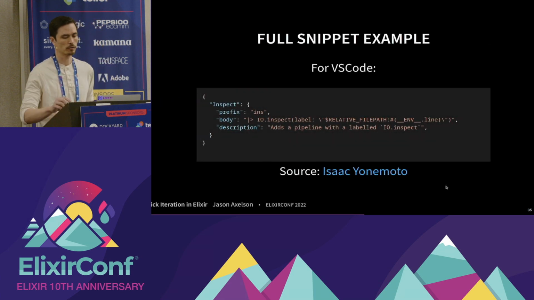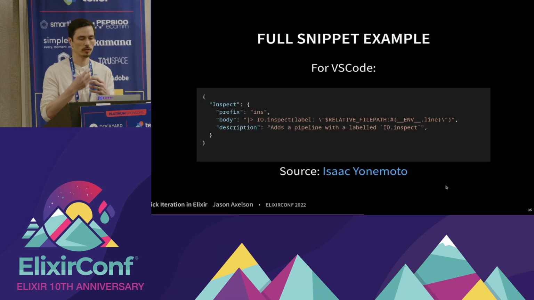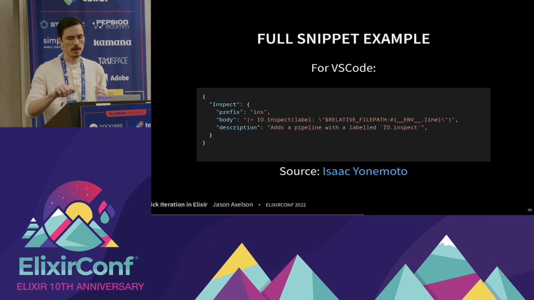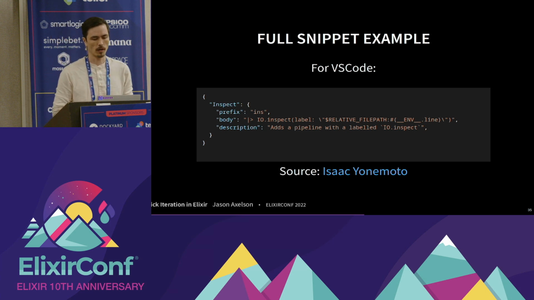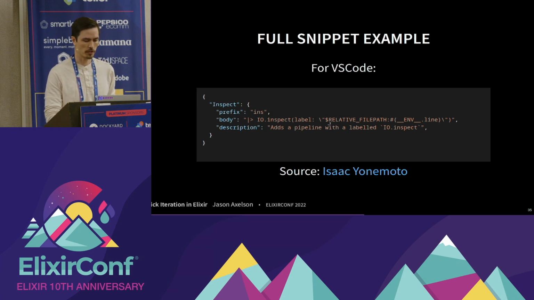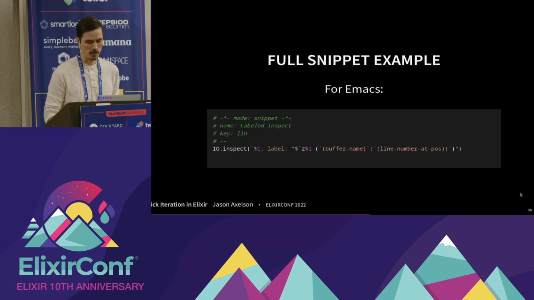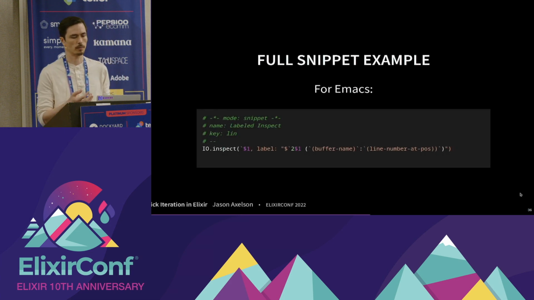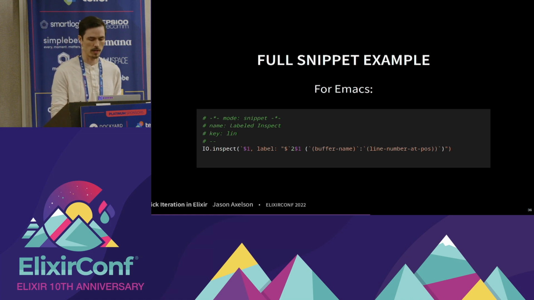So here's how creating a snippet looks in VS Code. It looks a little bit intimidating. It's like a JSON blob. But once you have one as an example, it's not too bad to input and customize it to be your own. So this one is from Isaac Yonemoto, who uses the prefix INS to trigger it, and this is how you put in that relative file path and line number in VS Code, which is where I got the idea initially from Isaac. And here's a similar snippet, but in YASnippet for Emacs, which is what I use as my main editor.